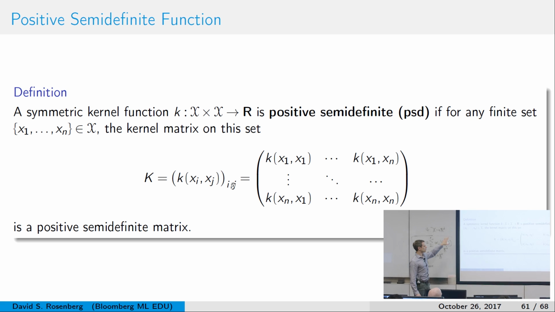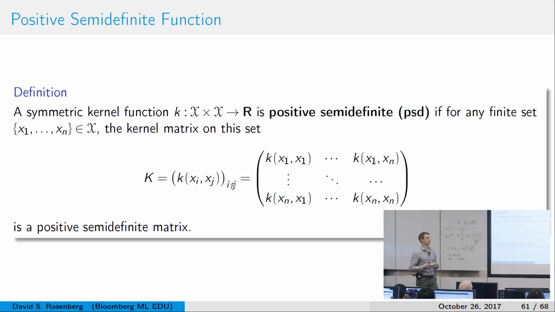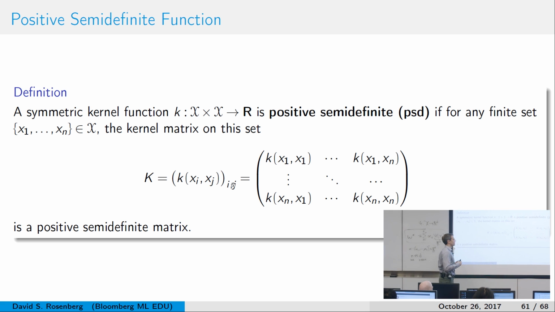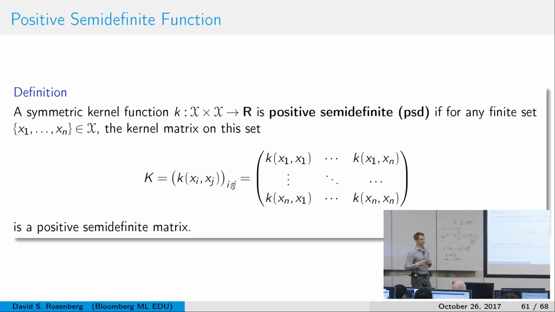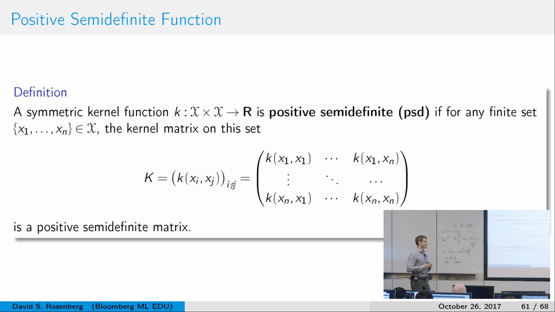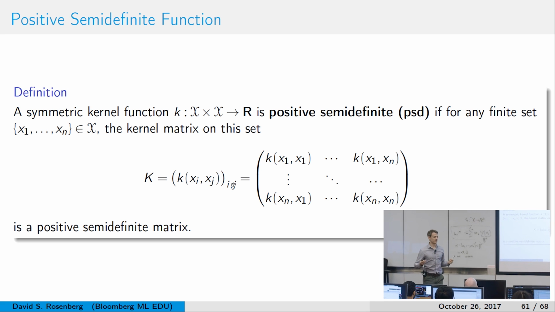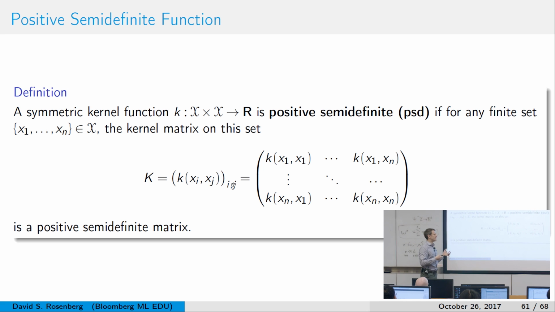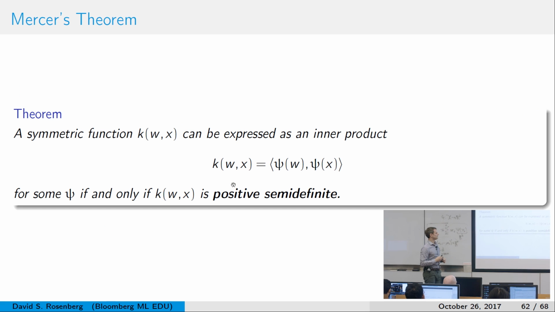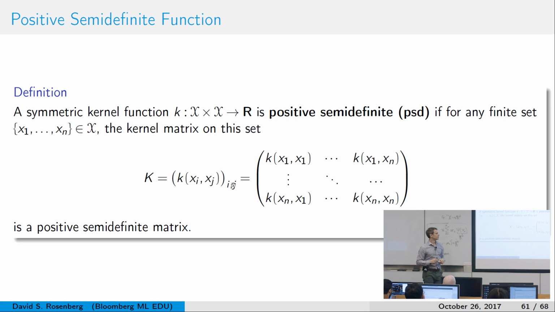But what we need really is this definition. The kernel function itself is called positive semi-definite if, for any finite set of points, if you evaluate the kernel matrix on that finite set of points, that matrix is positive semi-definite. Right? So we're defining a kernel function to be positive semi-definite if its evaluation on any finite set of points gives you a PSD matrix. All right, so that's our direct method.